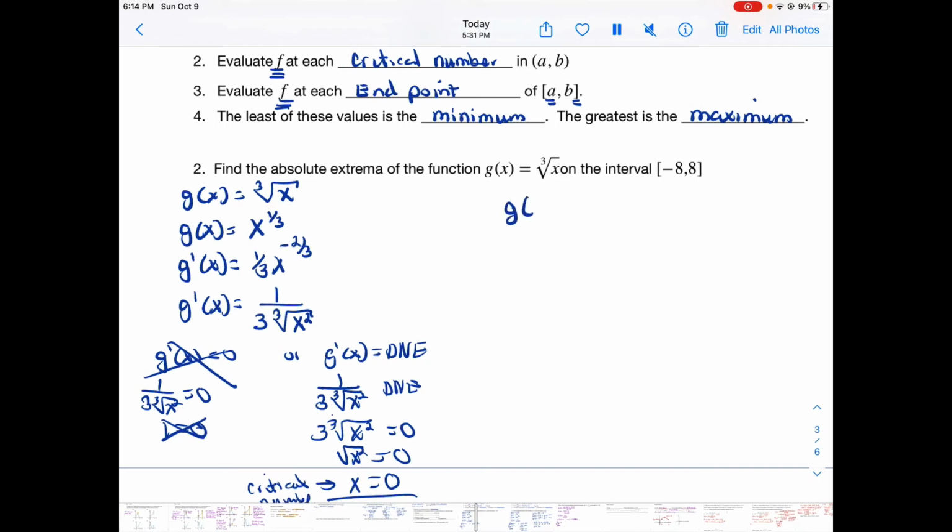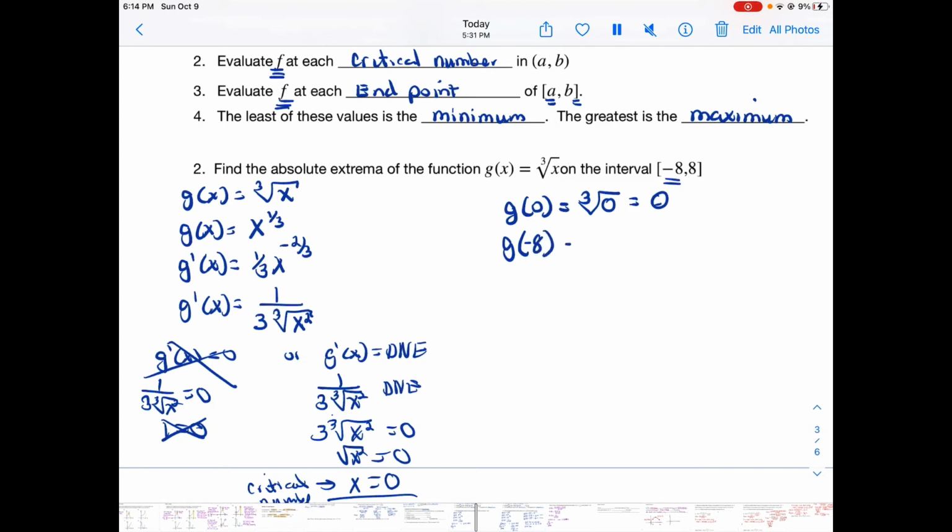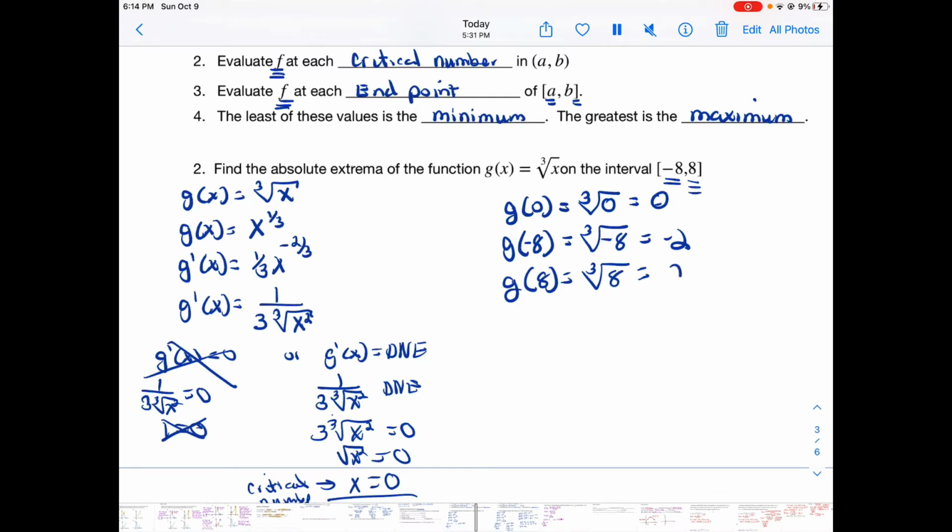Now I'm going to go back to our step 2. We're going to evaluate our function. So we go back to our original equation, not the derivative, back to the original. And I'm going to evaluate it at x equals 0, our critical number. And I get 0. Then I need to evaluate our original function at our two endpoints, so at -8, I get -2. And at 8, I get +2. Then I'm going to compare these answers, 0, -2, and 2. My smallest number will be where my minimum value occurs, and my largest number is my maximum value of this function.